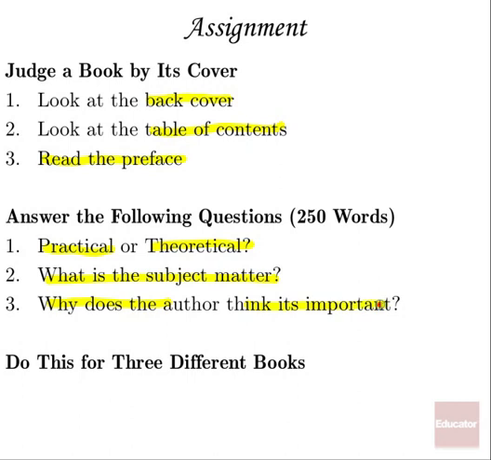Go to a library or go to a bookstore or find anywhere where you can get your hands on some nonfiction and do that for not 1, but 3 different books. So you'll probably be writing about 1,000 words. But I'm sure that won't be too much of a problem.